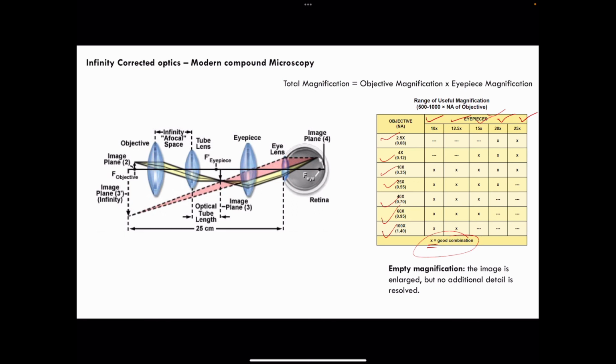Now it will also show you what combinations are basically giving you empty magnification and are of no use to you, no meaning to you in case of microscopy. Therefore, using those magnification combinations is going to waste your time, it's going to waste a resource, and it's going to be of no use to you.